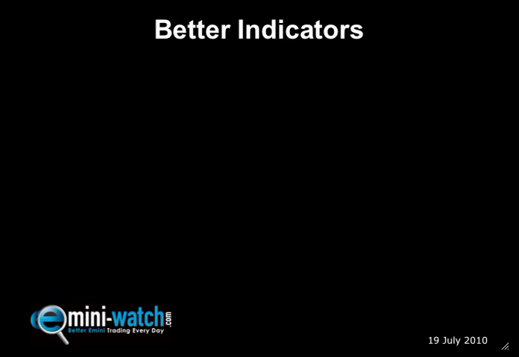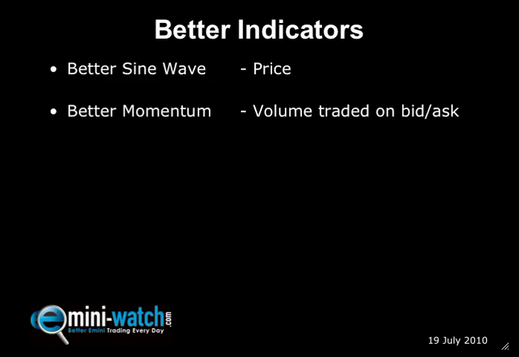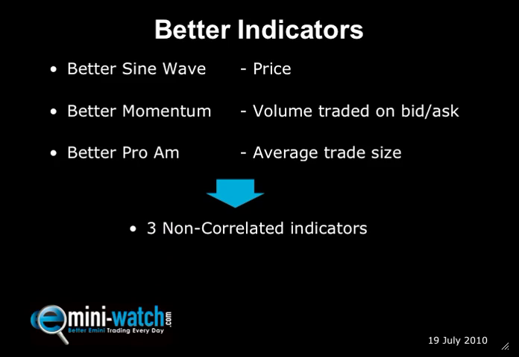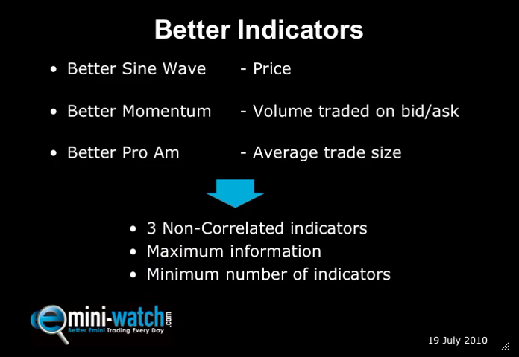First of all, I need to recap very quickly on the Better series of indicators. There's the Better Sine Wave, which is based on price alone. Then we've got Better Momentum, which is based on the volume traded at the bid and the ask, and then Better Pro-Am, which is based on the average trade size. Now, the beauty of these three indicators is they're non-correlated. They're each looking at a fundamentally different piece of data, and so you get the maximum amount of information with the minimum number of indicators.